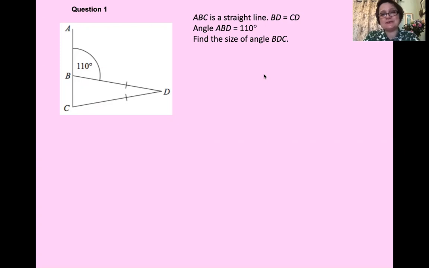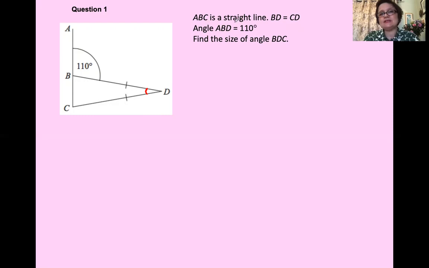Okay, so let's have a look at this question. It says, ABC is a straight line. BD equals CD. Angle ABD is 110 degrees. Find the size of angle BDC. BDC, so it's this angle here, the one that we need to find out. Now let's have a look at the problem again, because in geometry, every problem, what you read in a problem, it's to do with clues. Every sentence is a given clue, a given rule.